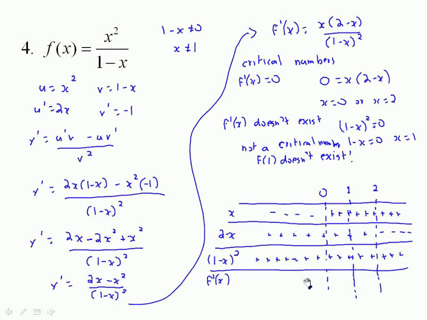So this derivative is negative, it's positive, it's positive, it's negative. So it's going down, it's going up, it's going up, it's going down. So I'm going to just sneak this in at the bottom. Local min at x equals 0. And then a local max, hopefully you can see this on your screen, at x equal 2.